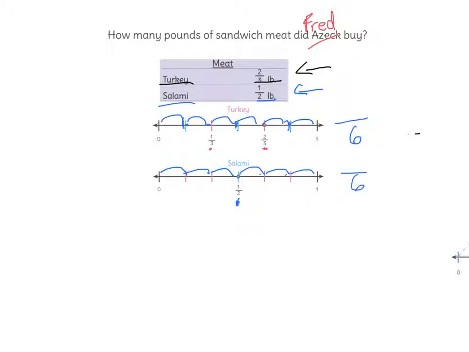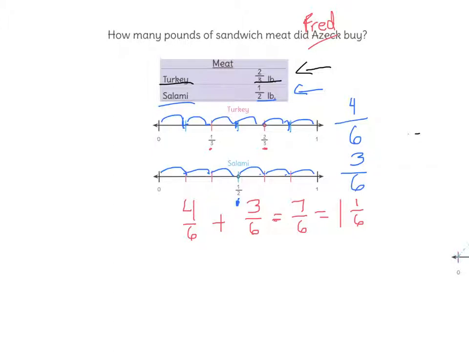Okay, so we know that 1/2 is the same as 3/6. And 2/3 is the same as 1, 2, 3, 4, 4/6. And so when we add those two numbers together, 4/6 plus 3/6, we're going to get 7/6. Remember, we can only add when our denominators are the same. And we have 1 whole, because that's 6/6, and 1/6 left over.